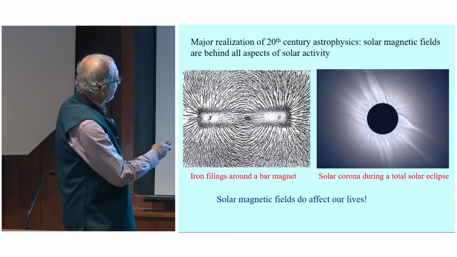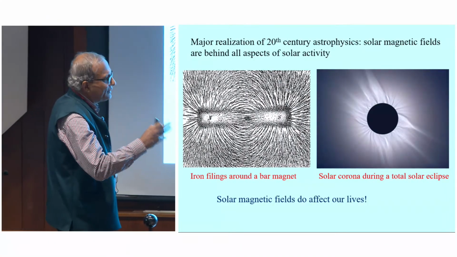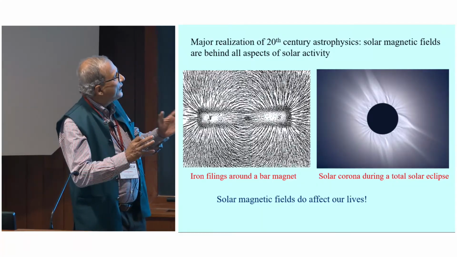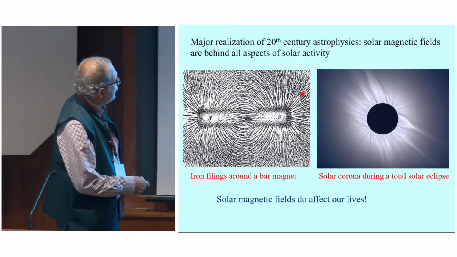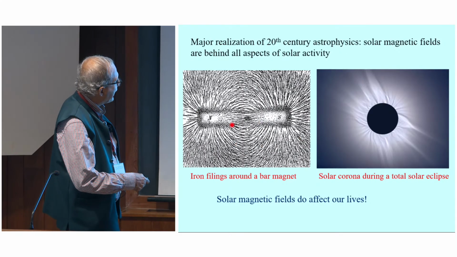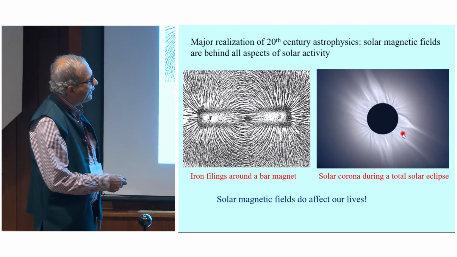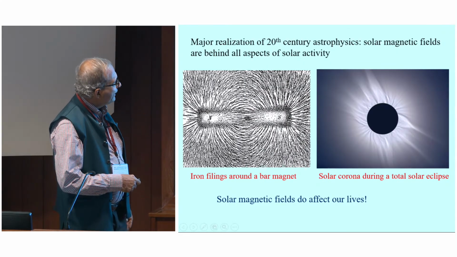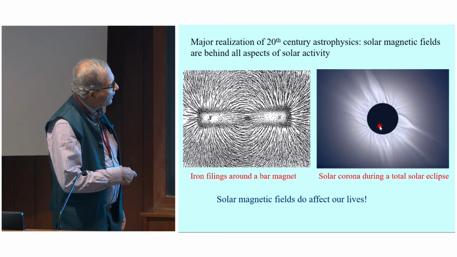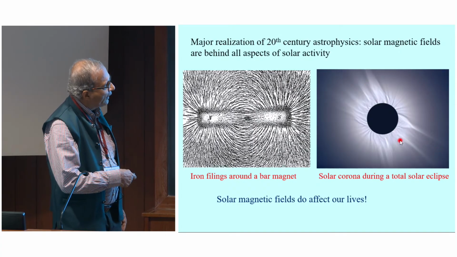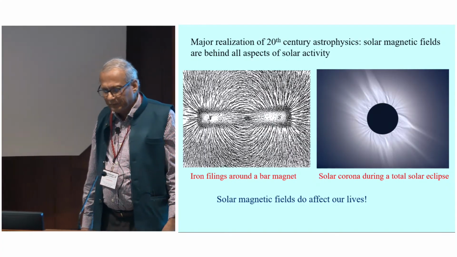One of the major realizations of 20th century astrophysics has been that the magnetic fields of the sun are behind all these different aspects of solar activity. Let me begin by showing you a photograph of iron filings around a bar magnet and compare with it a photograph of the solar corona taken during a total solar eclipse. Just as the iron filings are tracing out the magnetic field lines of the bar magnet, you get a feeling that this hot gas in the corona is tracing out the magnetic field lines of the sun. And now we know that to be the case.